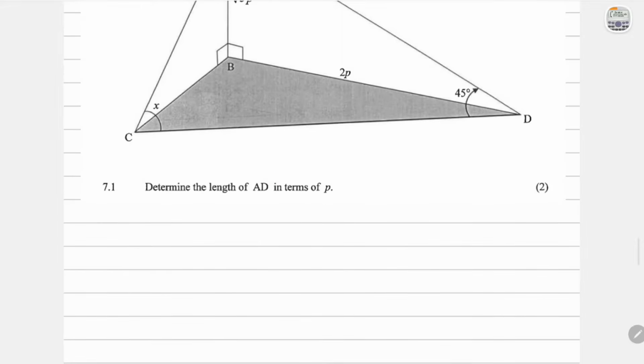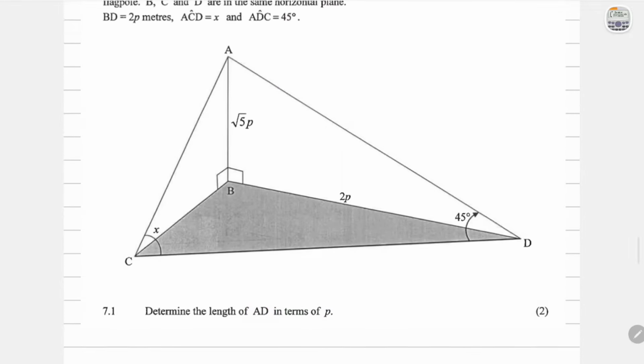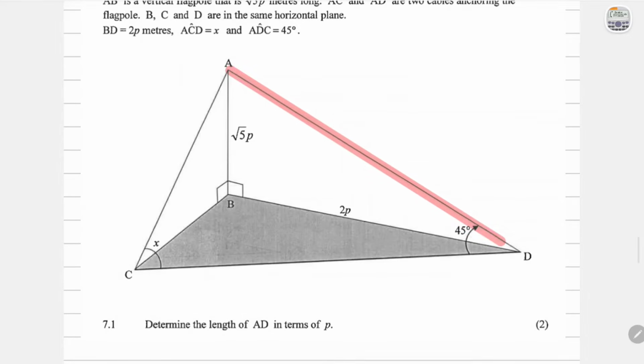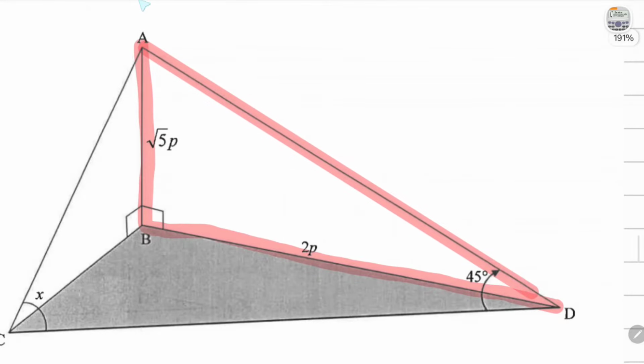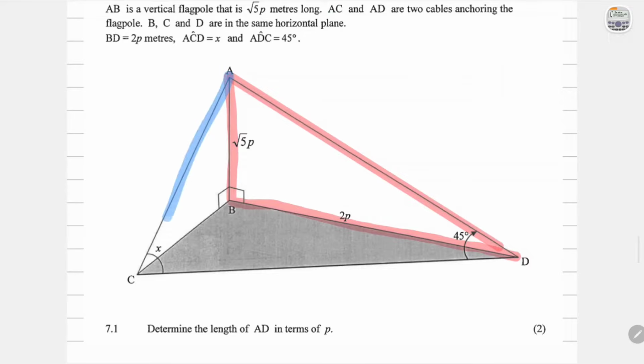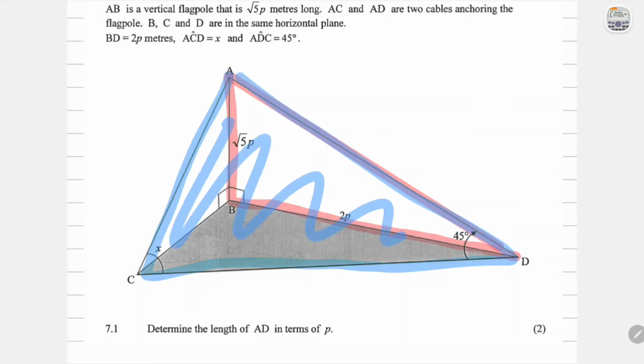So the first question, 7.1, says, determine the length of AD in terms of p. So AD is over here, and we need to relate it with some triangle that includes AD. That would be this right angle triangle over here. Normally with these questions, we would use trig ratios, but please notice that this 45 degrees is not the angle measured inside this triangle ABD. That is the angle measured for the outer, bigger triangle that we are seeing here.